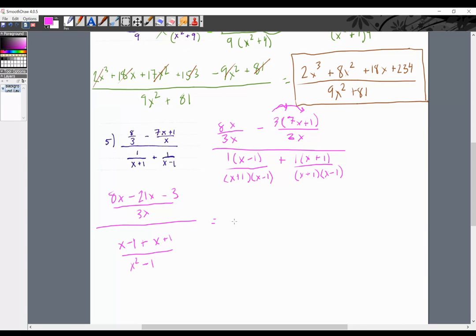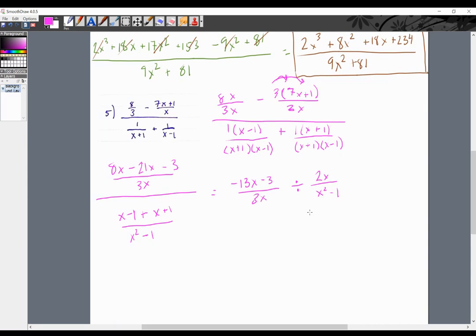Okay, let's simplify these and write them horizontally. So 8x minus 21x, negative 13x, minus 3, over 3x. Okay, big fraction bar, we're going to change to division. Divided by x. Looks like the minus 1 and the plus 1 are going to cancel. X plus x is 2x over x squared minus 1. From there, stay, change, flip, keep, change, flip, however you want to say it.